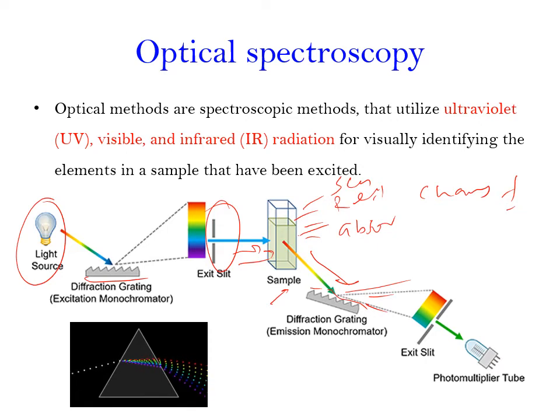Then we'll have an exit slit to specifically select a specific wavelength and analyze how much of that specific wavelength is absorbed in the molecule. So depending on the amount of absorption and the wavelength type, it's possible to identify the sample constituents or the concentration of the sample.